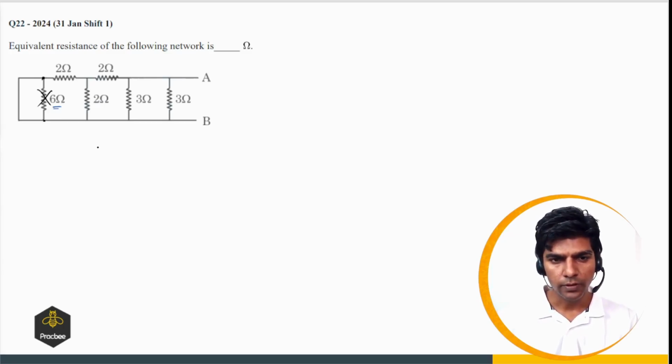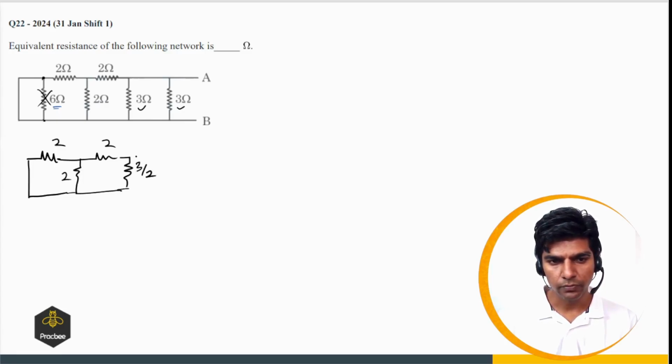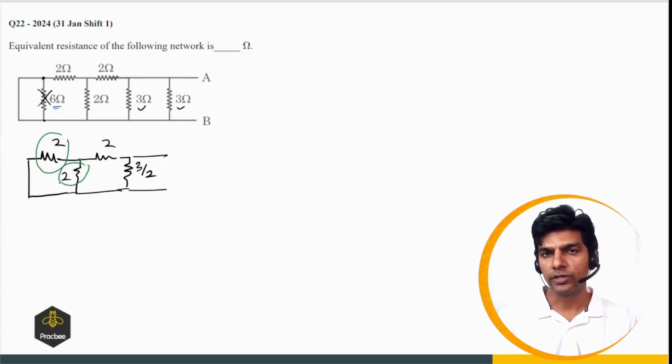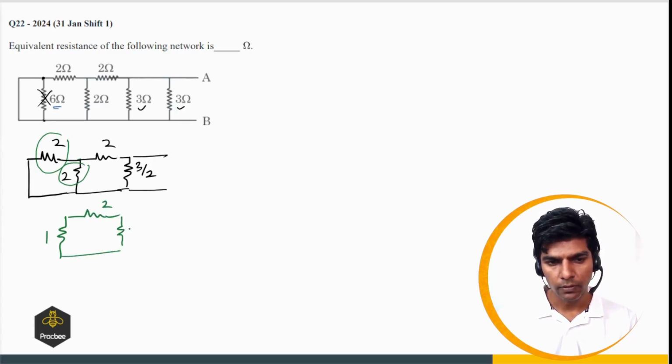Right? So if I show the circuit, it will look like this. So we have 2 ohms, here we have 2 ohms, this is 2 ohms, and these 3 are in parallel, so I can show it with a single resistor of 3 by 2. Now if you look at this 2 ohms and this 2 ohms, they are in parallel because their ends are joined together, so this will become 1. So we have 1, 2, 1.5, this is A and this is B.